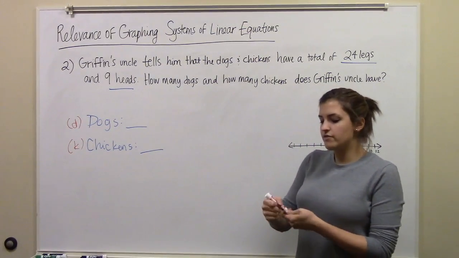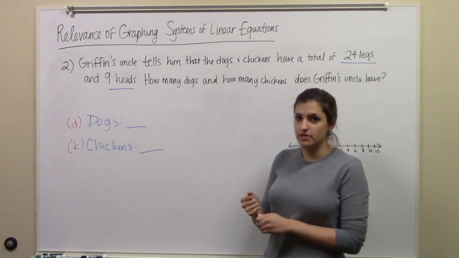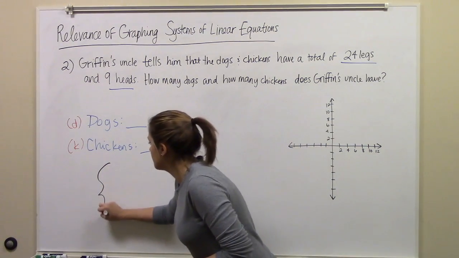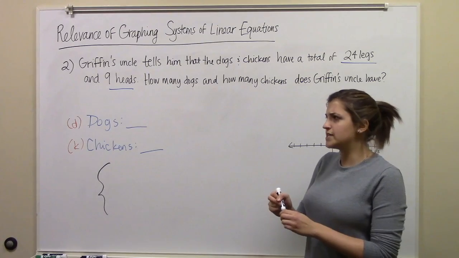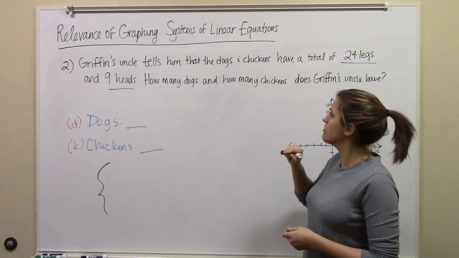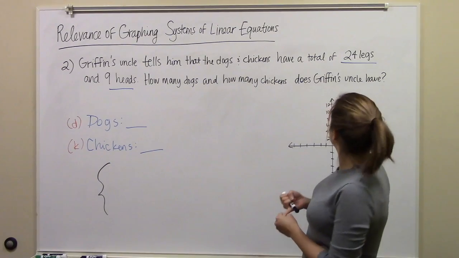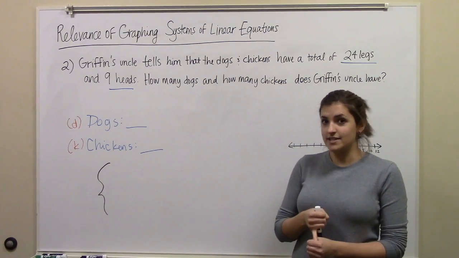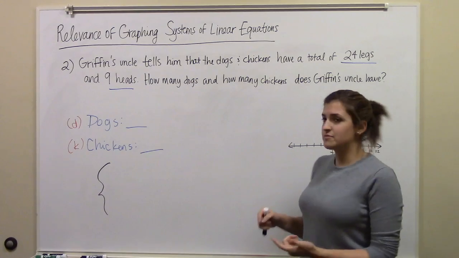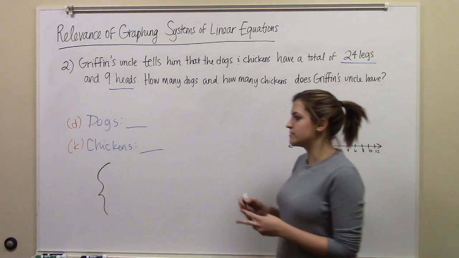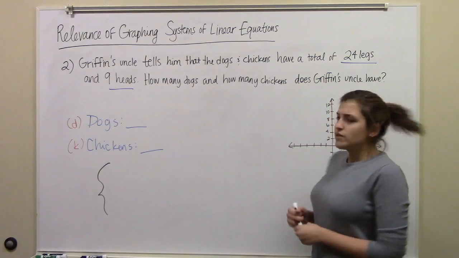Okay, so now we have our variables, and now we have to make a system of linear equations. So let's start doing that. Why do we need two equations using the information that we have? Well, we're told that the animals together have a total of 24 legs and 9 heads. Legs and heads are not the same thing, so I think we're going to need two different equations for each of those.